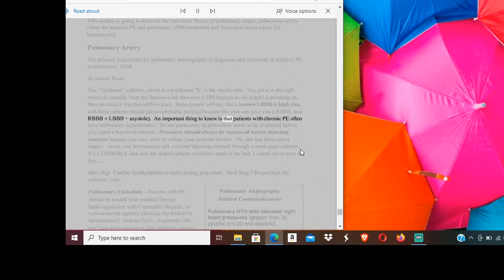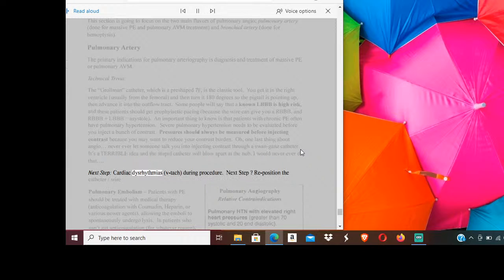An important thing to know is that patients with chronic PE often have pulmonary hypertension. Severe pulmonary hypertension needs to be evaluated before you inject a bunch of contrast. Pressures should always be measured before injecting contrast because you may want to reduce your contrast burden. Oh, one last thing about angio: never ever let someone talk you into injecting contrast through a Swan-Ganz catheter. It's a terrible idea, and the catheter will blow apart at the hub. I would never ever do that.